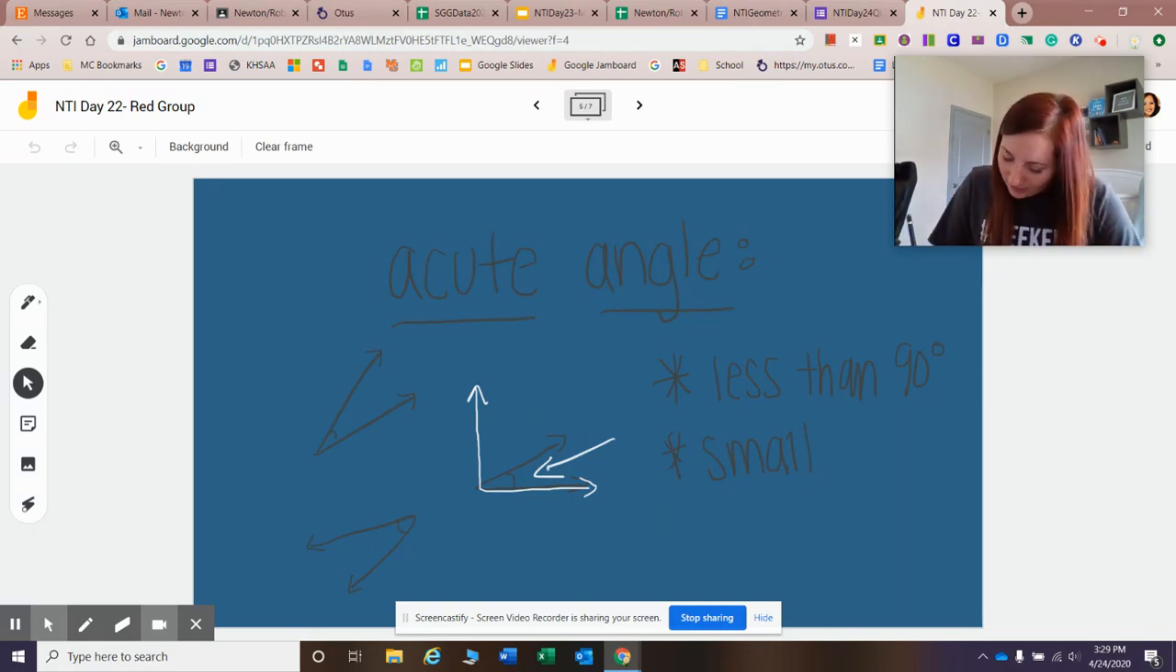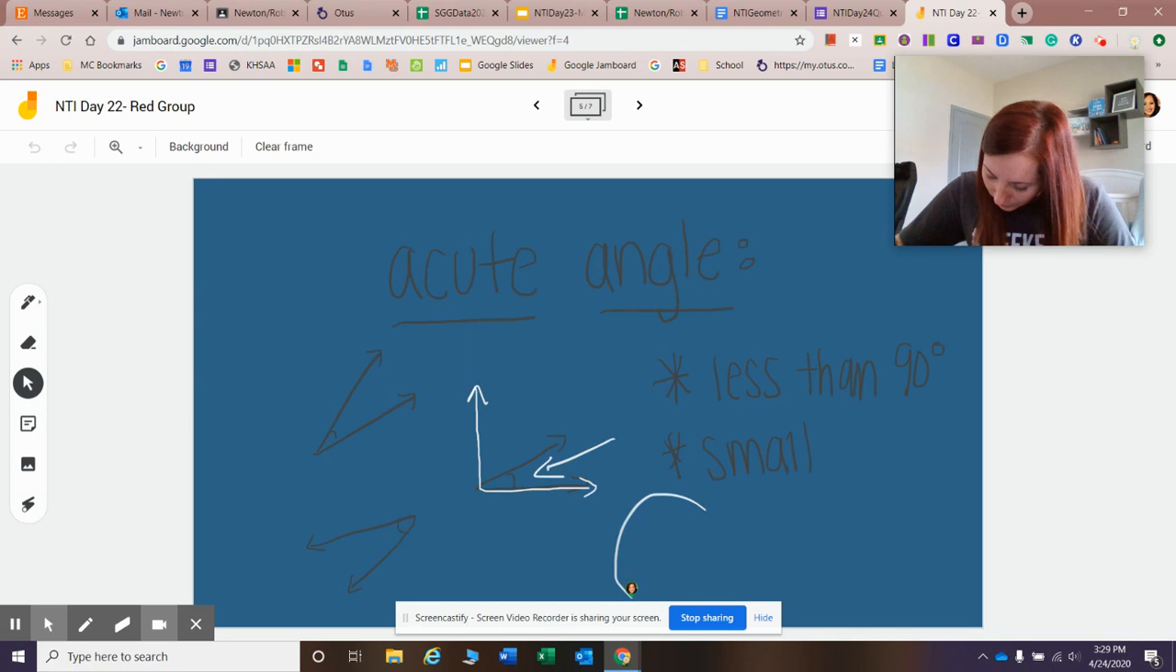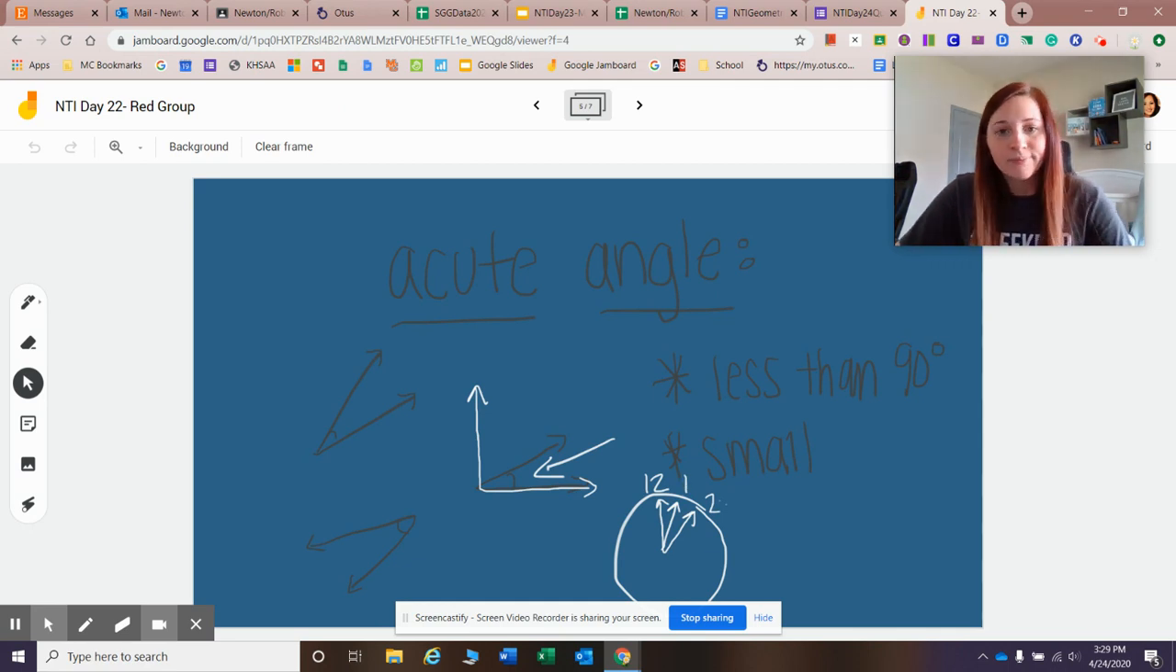A time that I think of for an acute angle could be as simple as 2 o'clock, because you have it on 2 and 12, or 1 o'clock could be an acute angle as well. There's a lot of different times. Those are just a couple examples that I have.